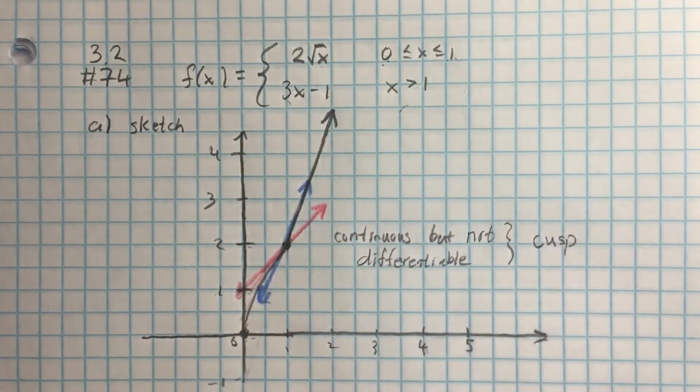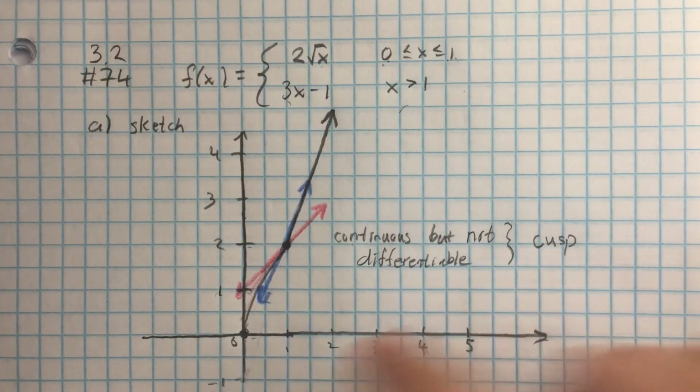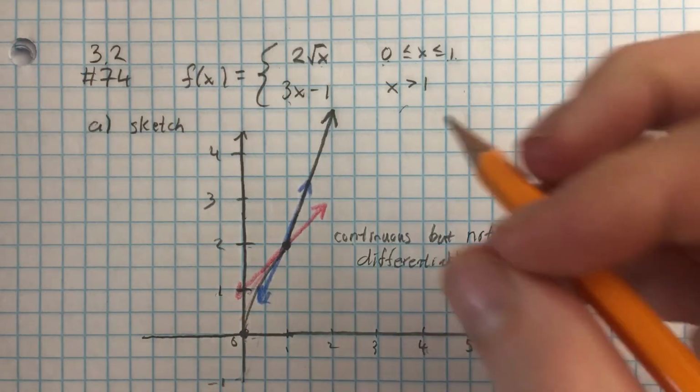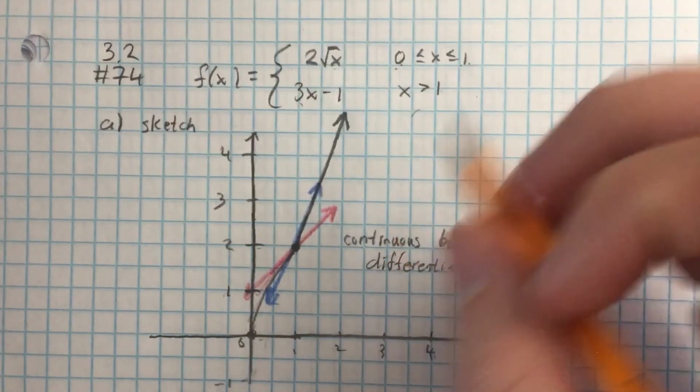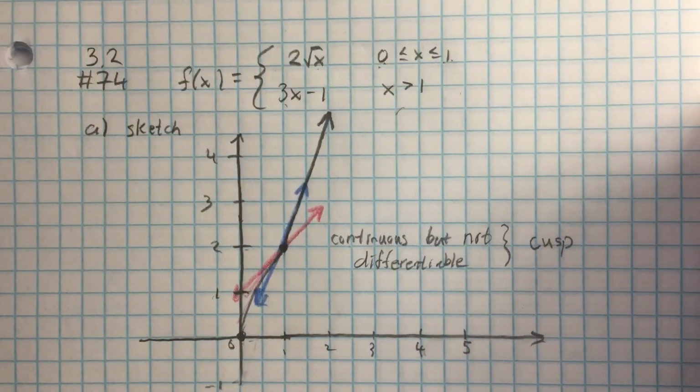Anyway, the point is that the two tangent lines, the one coming from the left, the red one, is not equal, its slope is not equal to the one coming from the right, the blue one, and so therefore you don't have a well-defined slope there, because it's two different values, one from each side, so therefore the overall derivative will not exist.